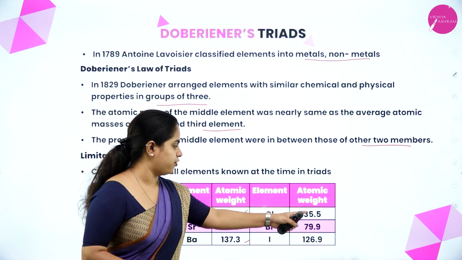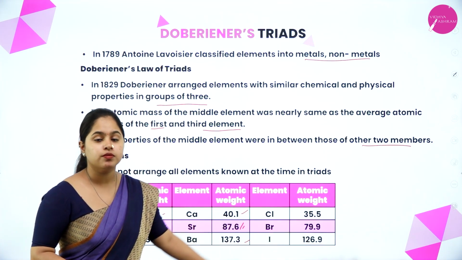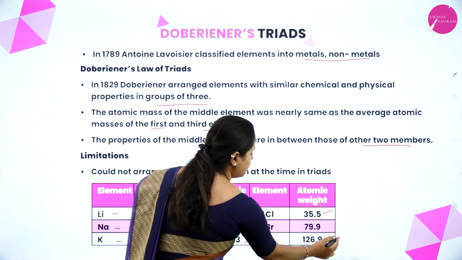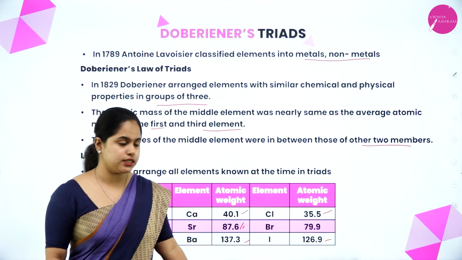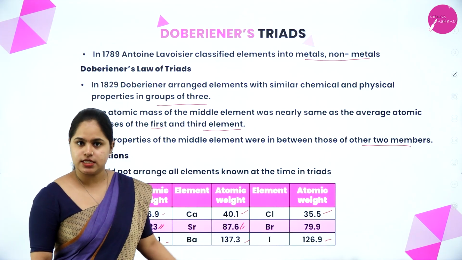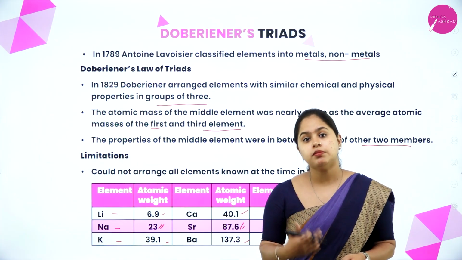So 35.5 plus 126.9 divided by 2 will give you 79.9. In the same way, the average of the atomic masses of the first and third element will give you the atomic mass of the second element. So this is clear. This was about Dobereiner's triads. Now moving on to the limitations of it.